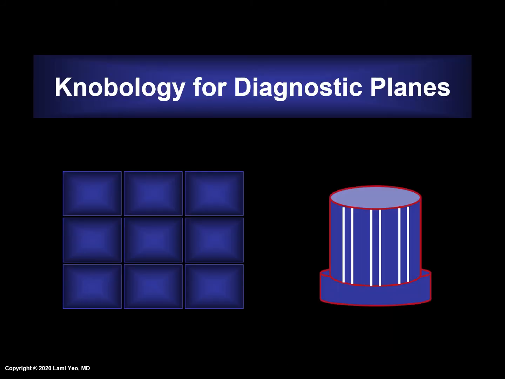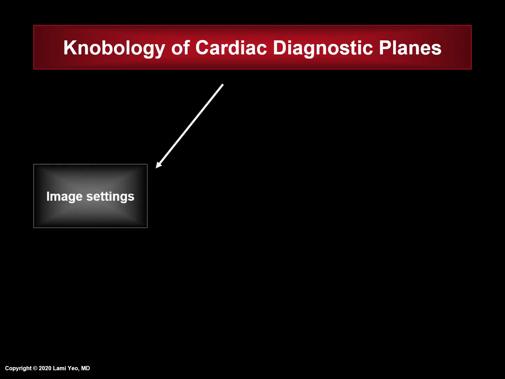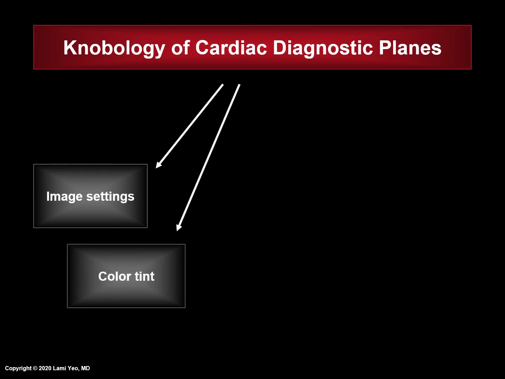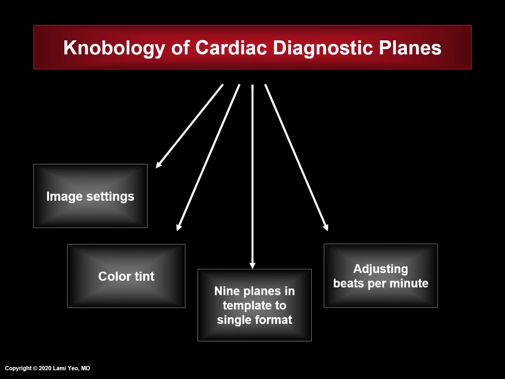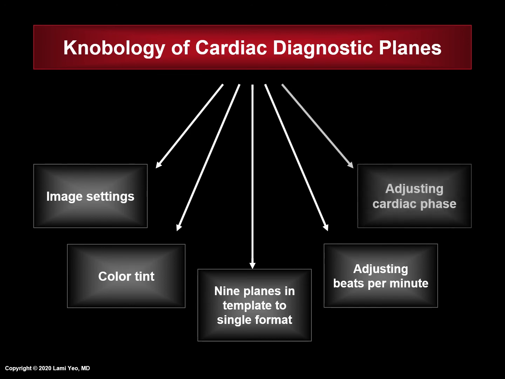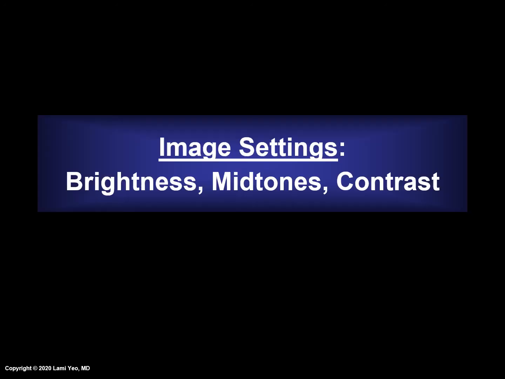Now we will spend a few moments reviewing the knobology for viewing and assessing the cardiac diagnostic planes. The following parameters can be adjusted: image settings, color tint. The 9 planes in the template can be transformed to a single format, adjusting beats per minute, and adjusting the cardiac phase. Image settings.